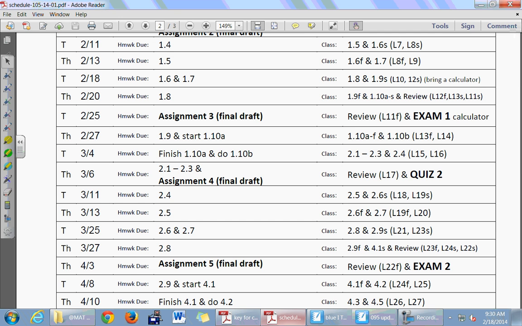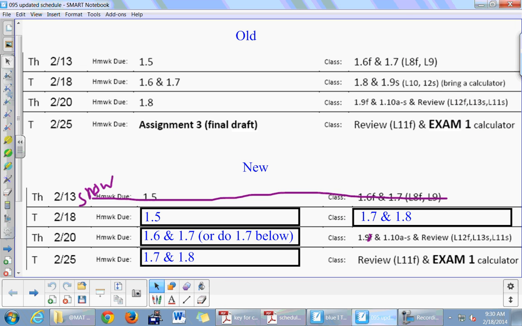Because of the snow, there's been a change in the calendar. So what I did is made a new calendar and I put it on everybody's table. Can everybody make sure you grab one of these little pieces of paper? It's on your table now.